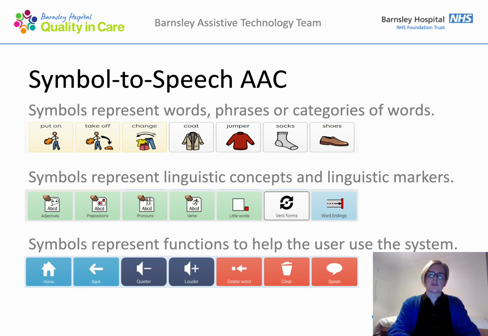Symbols on communication aids don't just represent words, they also represent phrases or categories of words. They can also be used for linguistic concepts or linguistic markers. With the examples there, the symbol meaning verbs, or the symbol that means word endings, or there might be a symbol for past tense. Or the symbols can also represent functions. So the user needs to know if a symbol for home is going to say the word home to mean that they could go home, or is it going to take them back to their home page and actually be a function? As you can imagine, this is a lot to learn, and the demands of using a symbol system are cognitively very high.